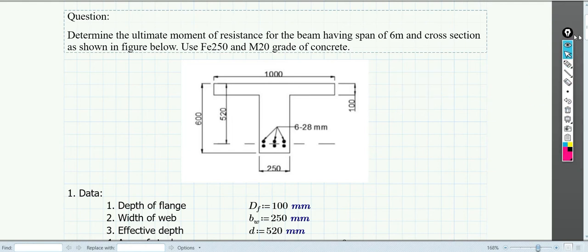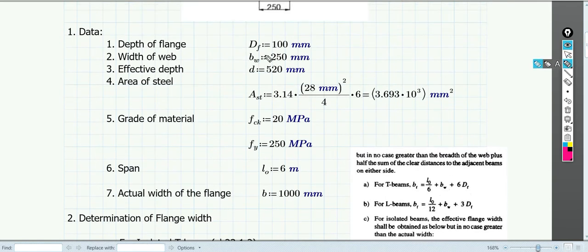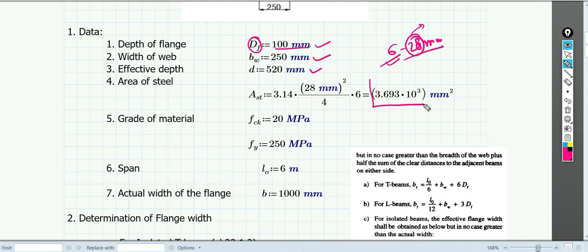So let's go into the problem. First of all, let's note down our data which are available. The depth of the flange is given as 100 mm. It is as per the drawing. Width of the web 250. Effective depth, that is 520. Area of the steel, which is we have 6 28 bars. So don't get confused with the availability of bars, whether 28 bars are available or not, just assume the diameter of bar to be 28. So the area of 6 28 bars will be around 3600 square mm.